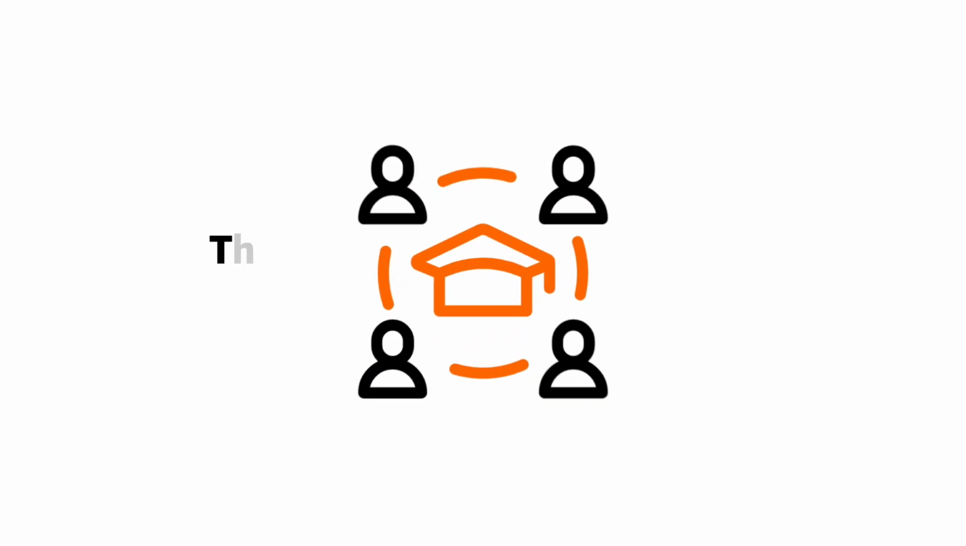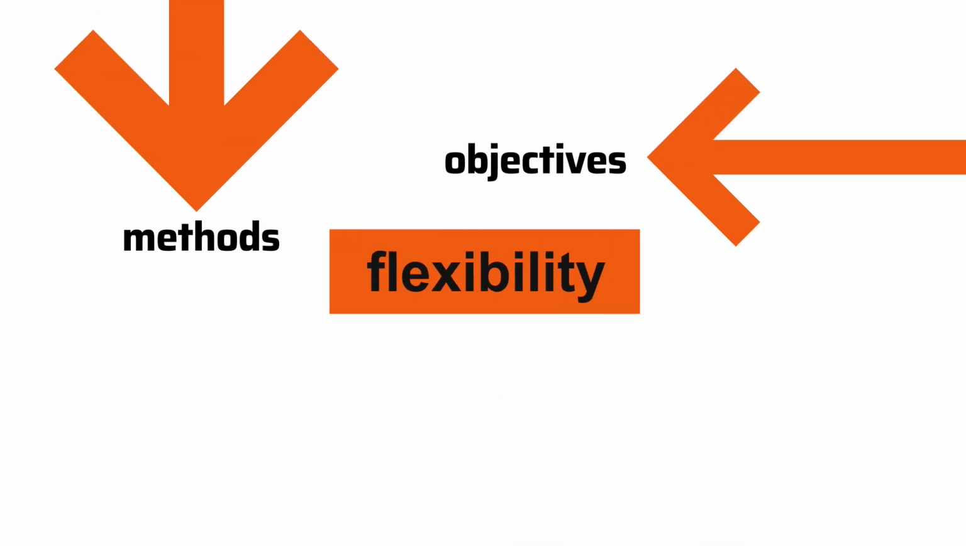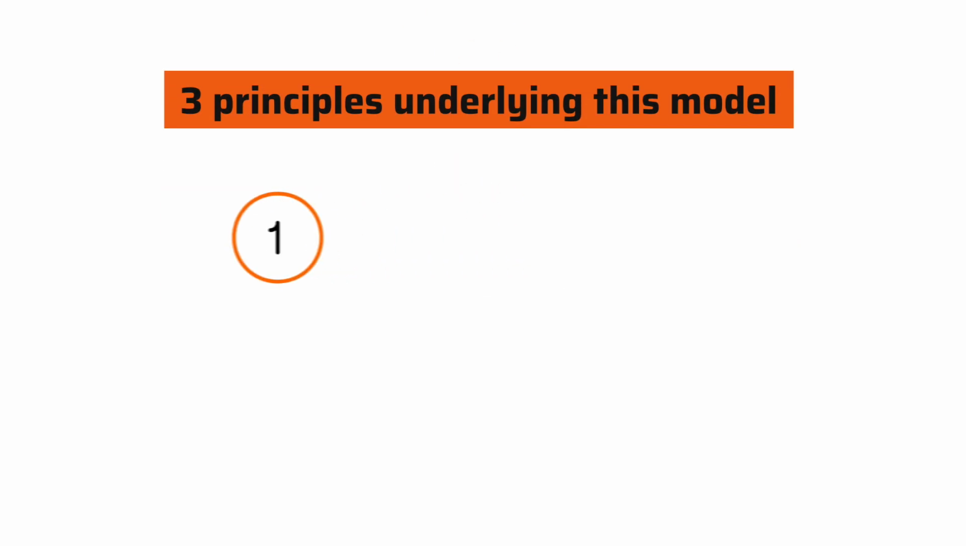to knowledge. This design model for learning is based on flexibility in objectives, methods, materials, and assessments that enable educators to meet the diverse needs of learners. There are 3 principles underlying this model. 1. Provide multiple means of representation, the what of learning.